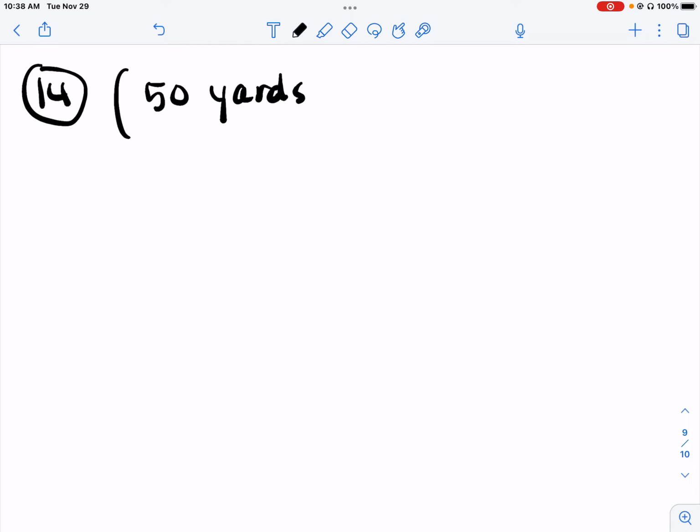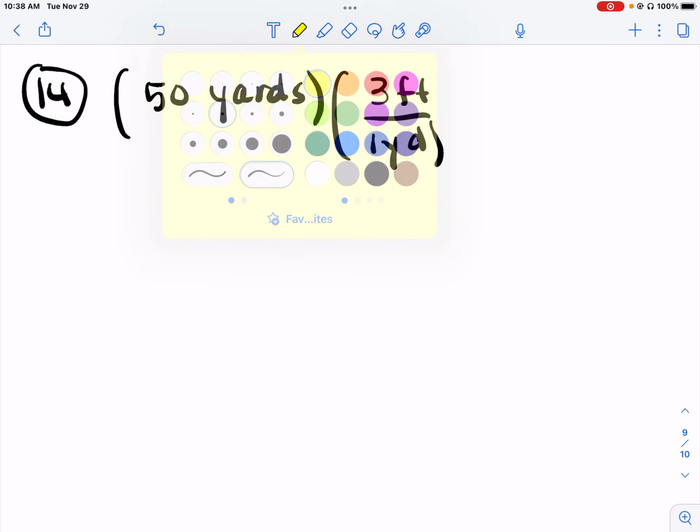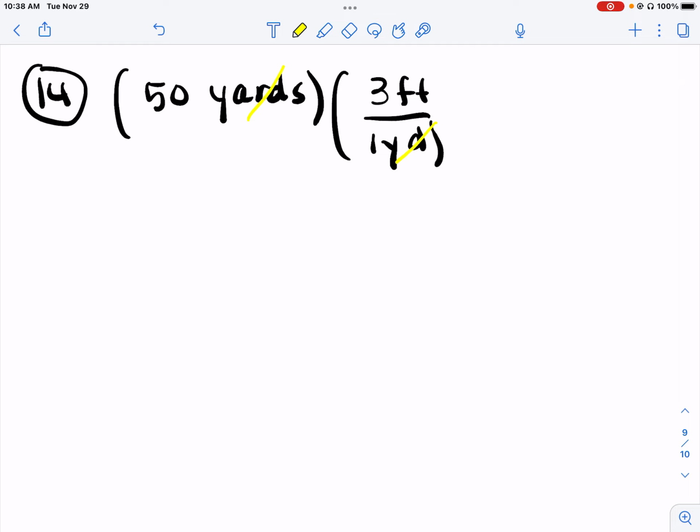Okay, 50 yards. 3 feet equals 1 yard. We put the yards on the bottom so they cancel. Okay, so that tells us that is 150 feet.